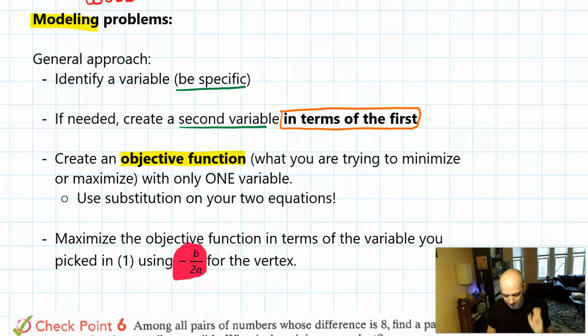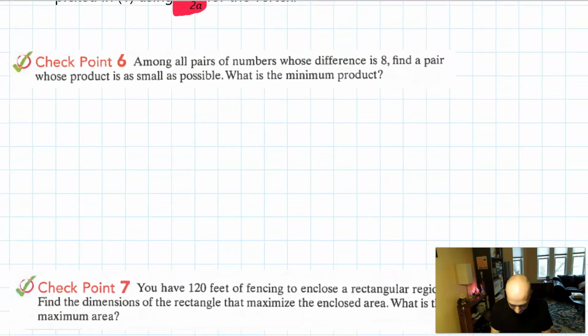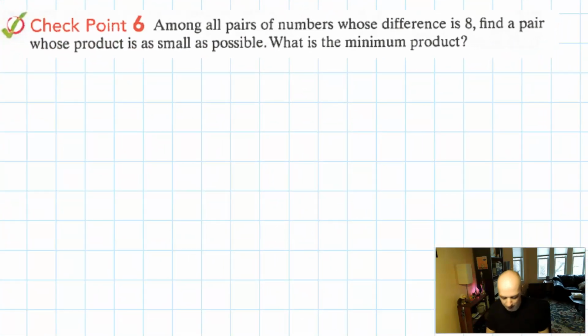So, modeling problems. Let's start with, it's kind of a mathy modeling problem, but I really enjoy these. So here we go. Among all pairs of numbers whose difference is 8, find a pair whose product is as small as possible. What is the minimum product? So you might start approaching this problem, especially at first, by just taking some numbers and guessing and checking. So how about 2 and 10, right? So difference is 8, means they're 8 apart. So 2 times 10 is 20.